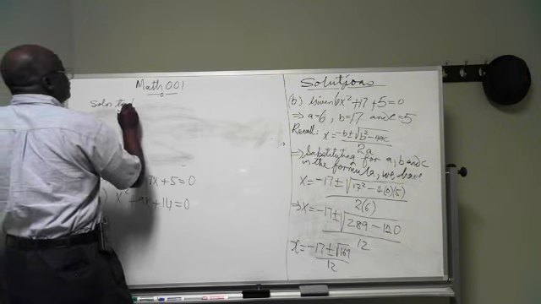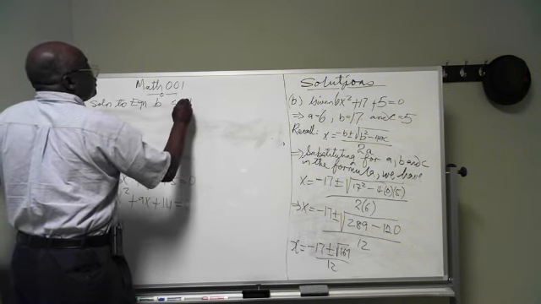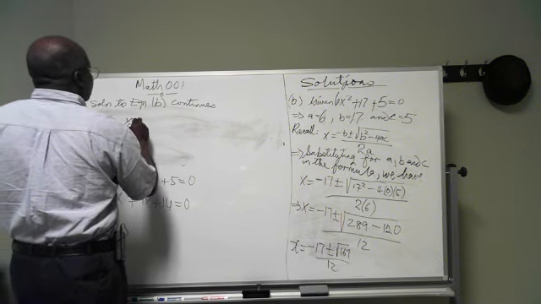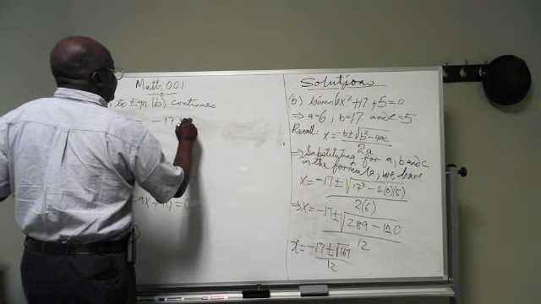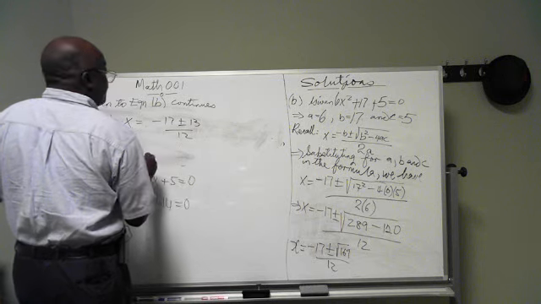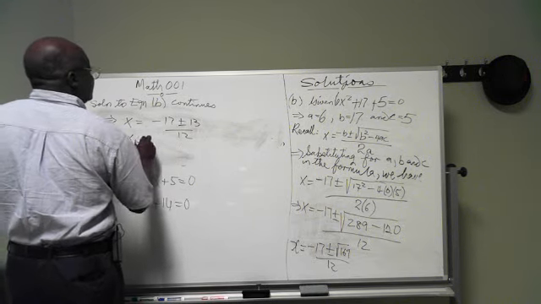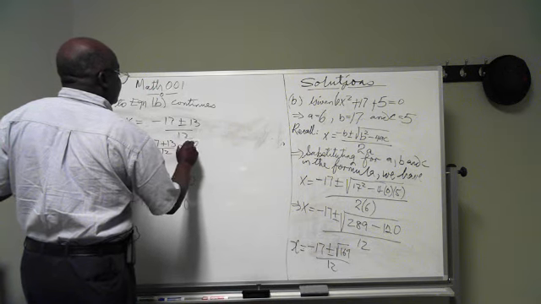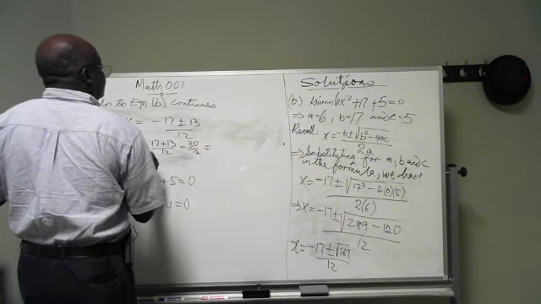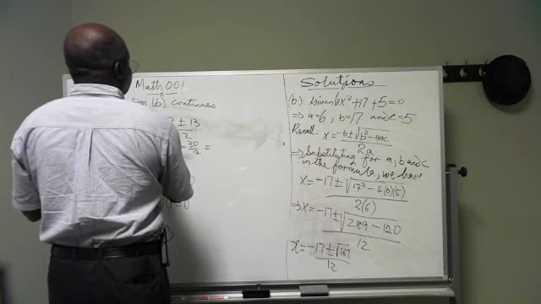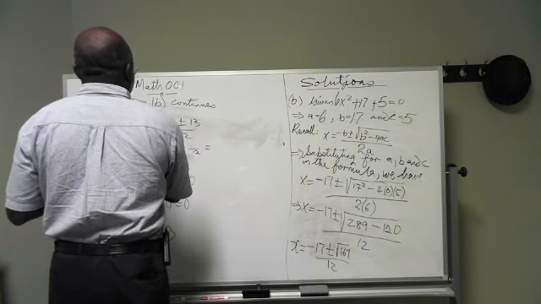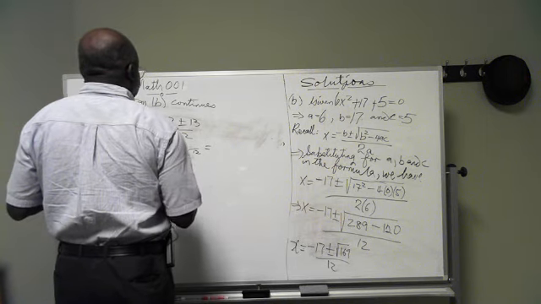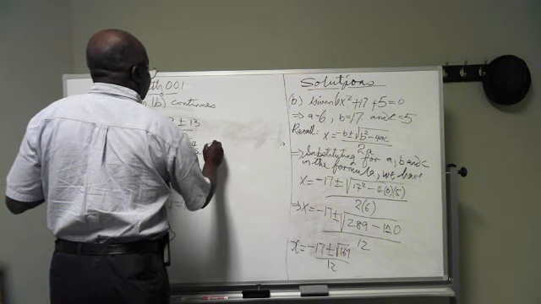Solution to equation B. Continuous. This implies x is equal to minus 17 plus or minus 13 over 12. x1 equals minus 17 plus 13 over 12, which is equal to minus 4 over 12. That's minus 1/3.